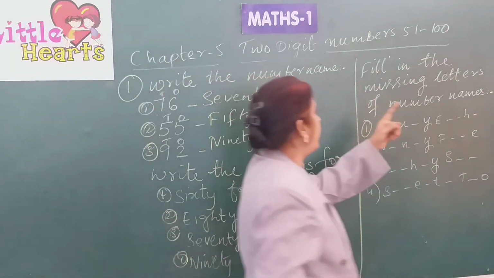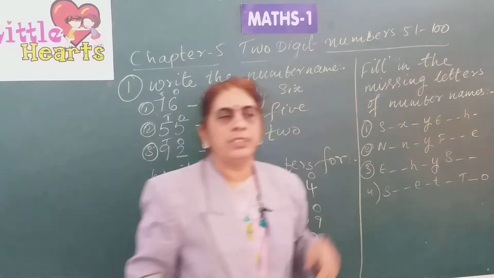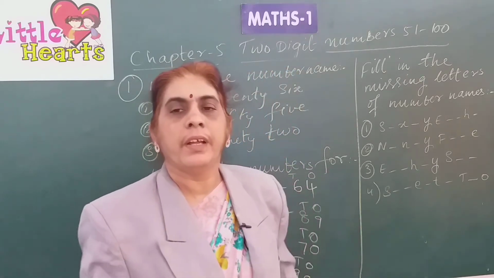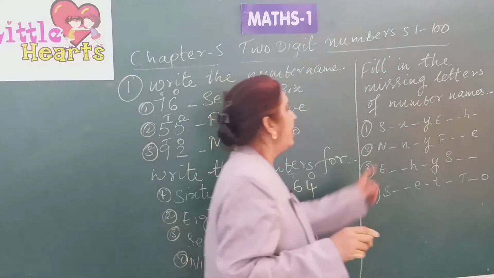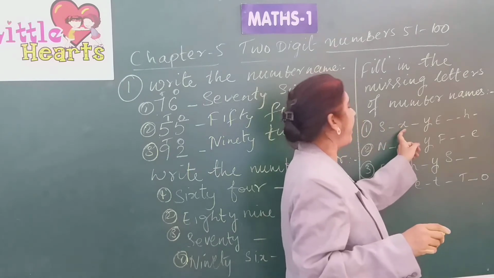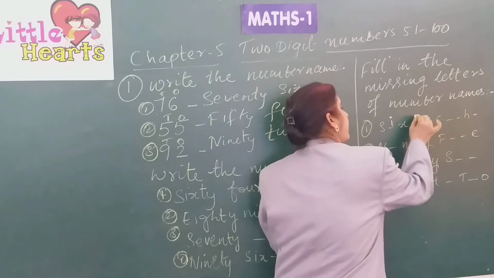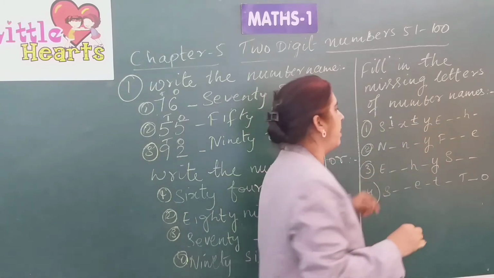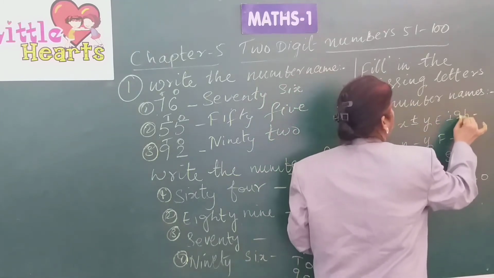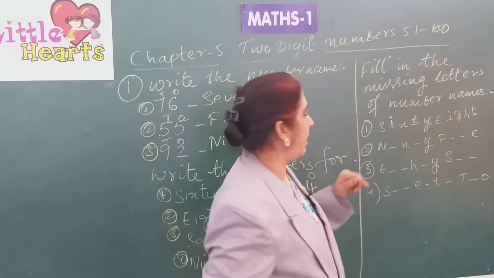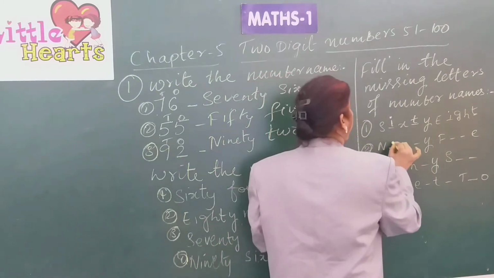Now fill in the missing letters of number names. Children, it's very important to learn the number names, the spellings of number names. S-I-X, SIX, S-I-X-T-Y, SIXTY 60. EIGHT. In this way you have to fill the missing letters of number names.